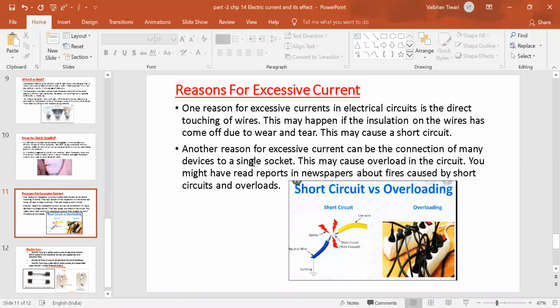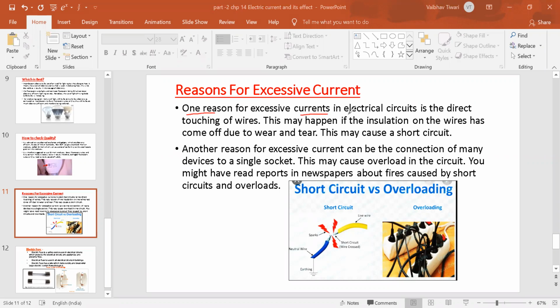We had discussed that when a very large current passes through a wire, it melts and it breaks. So first, let us discuss what are the reasons for excessive current, or more current, or large current.